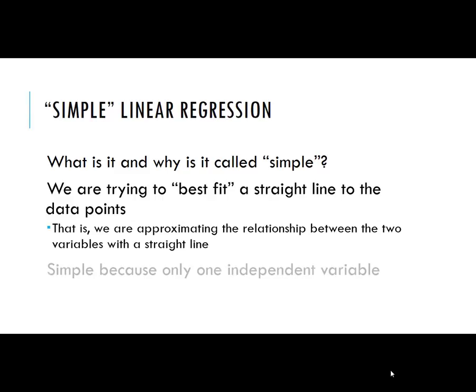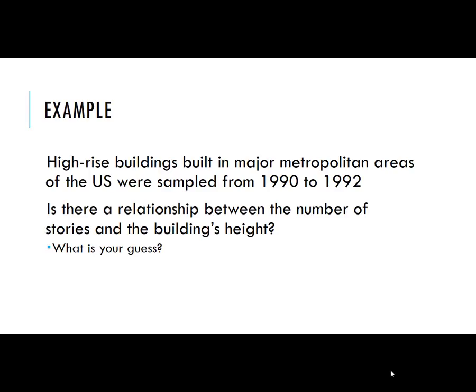It's called simple because there's only one independent variable, one x variable. The x is influencing what happens to the y variable, the dependent or response variable. So it's called simple because there is only one independent x variable. When we get to multiple linear regression, we will have multiple independent variables, x's, that we think influence what happens to the response variable. So let's look at an example.